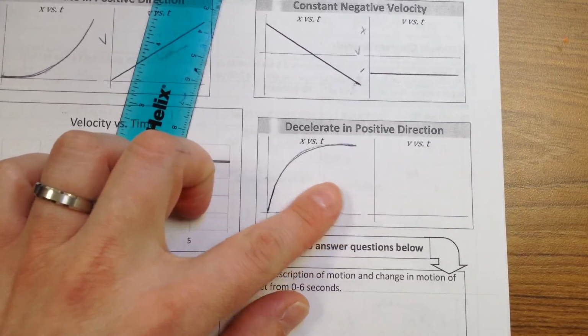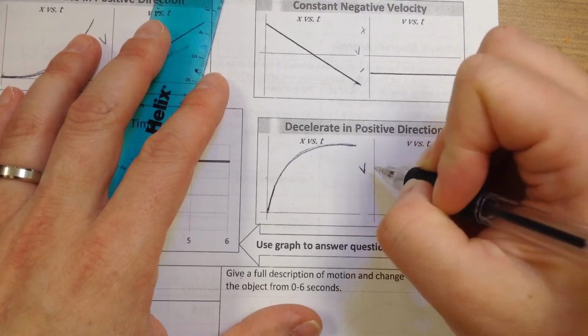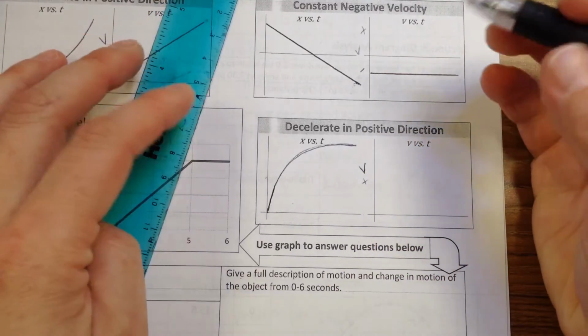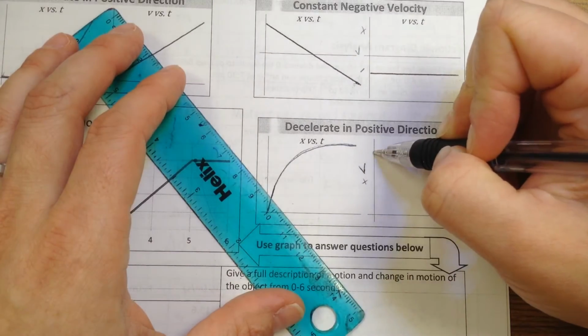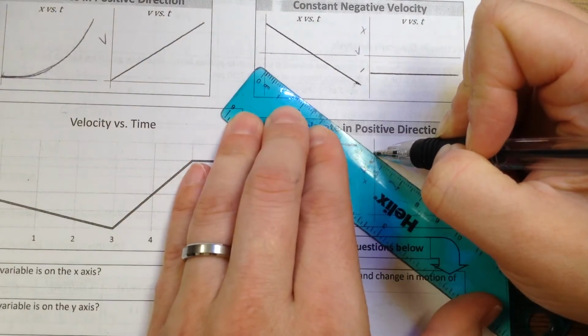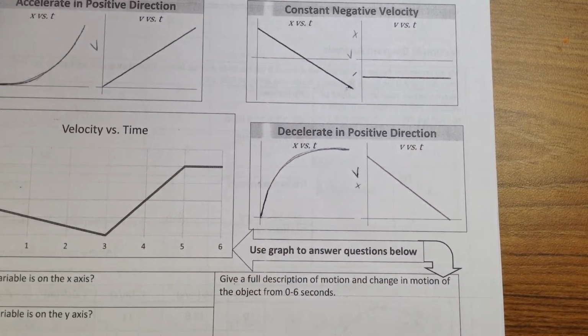In a velocity versus time graph, decelerating in the positive direction just means that the velocity is going to have a positive value. But decelerating requires that the velocity is decreasing. So we're starting at a high velocity, and we're going to decrease that velocity down to 0.